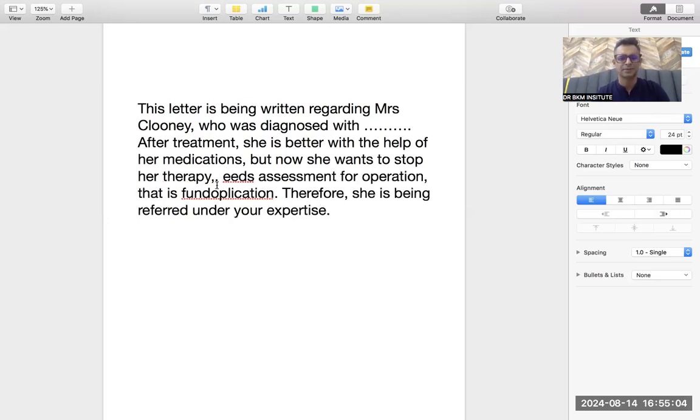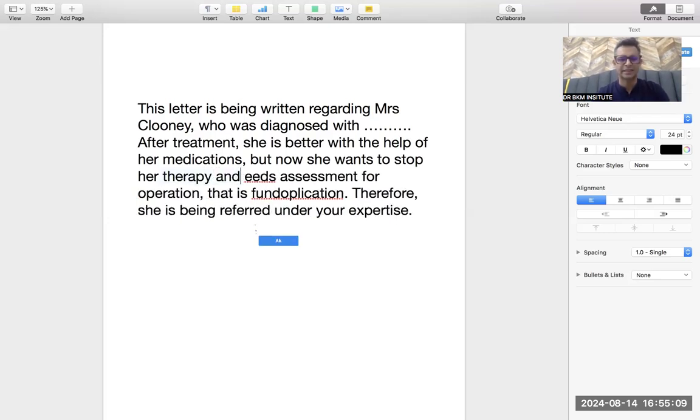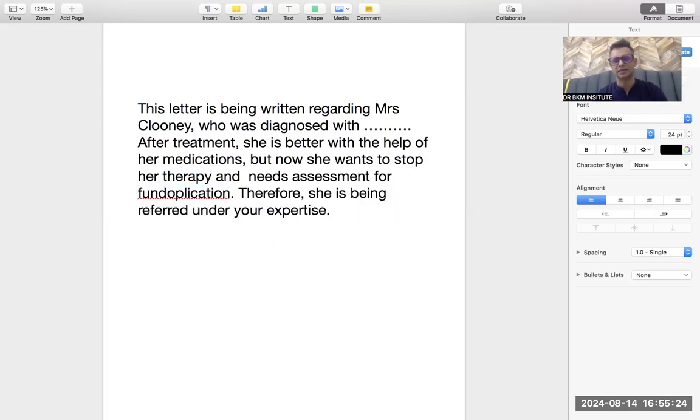Stop her therapy and needs assessment. That's it. And needs assessment for operation, that is fundoplication. If you want to remove it, you can remove it. There is no problem. Don't make it complex.